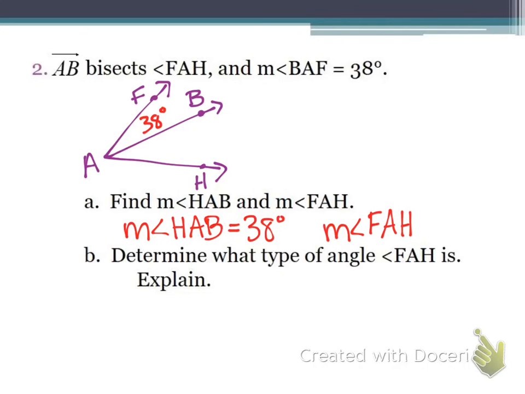We also need to find the measure of angle FAH. Somebody new volunteer to help me out with that one. Nikitra. 76 degrees. How'd you get that? Good. That goes back to our angle addition postulate that we've already covered. If we add the two smaller angles together, we would get the bigger angle. So you can either add them together, or in this case, because it's bisected, you can multiply by 2.